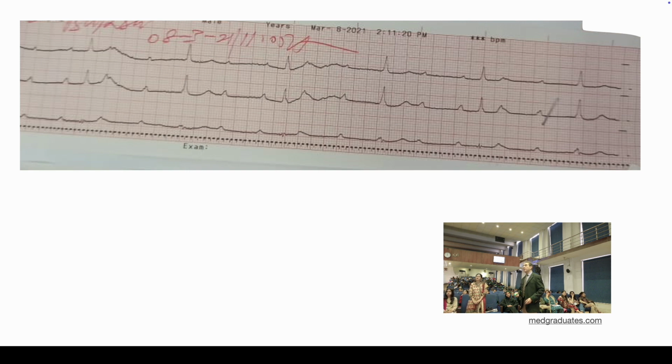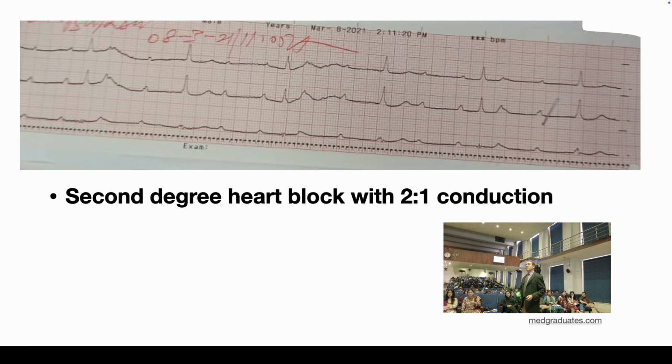This is the T wave, this is a P wave, this is a P wave. Now this P wave, this QRS doesn't have a P wave here. It's a very long PR interval. This P wave does not have a QRS complex. This PR is smaller than this PR. So the PR is variable. More P waves than QRS complexes. So this is second degree heart block with 2-1 conduction.